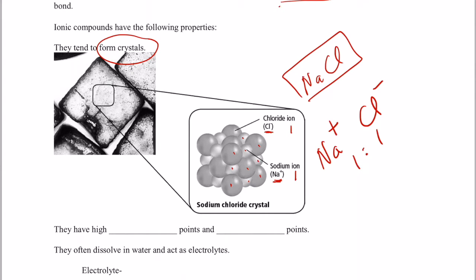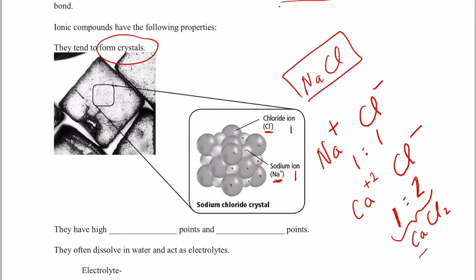It's a 1-to-1 ratio. Now, of course, not all metals form positive 1 ions. Some of them form positive 2 ions. Calcium is one of those that forms a positive 2 ion. It loses 2 electrons. What if it got together with chloride that forms a negative 1 ion? Would that still be a 1-to-1 ratio? No, it would be a 1-to-2 ratio. So the formula for that would be CaCl2. That means that for every 1 calcium that you see in the crystal lattice, there would be 2 chlorides.